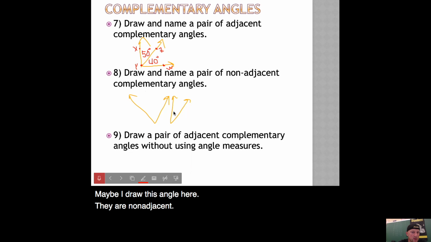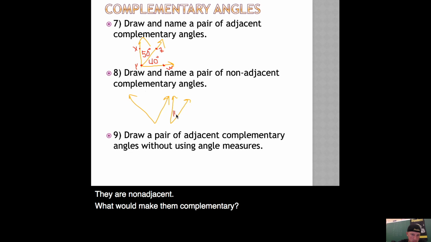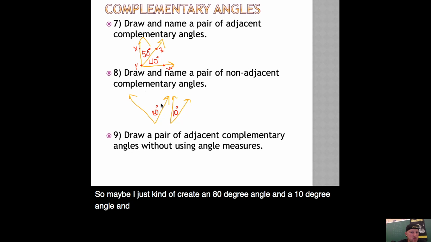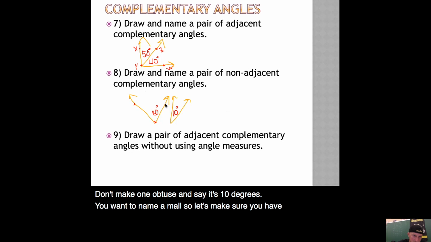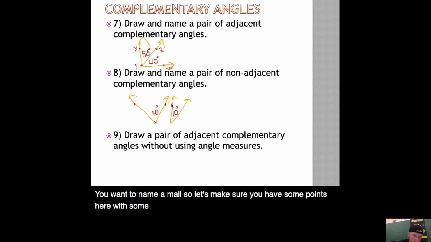What would make them complementary? Well, if they added to 90. So maybe I just kind of create an 80-degree angle and a 10-degree angle. And do your best to try to make sure that they're both still acute angles. Don't make one obtuse and say it's 10 degrees. You want to name them also, so let's make sure you have some points here with some names. That way you can name your angles.